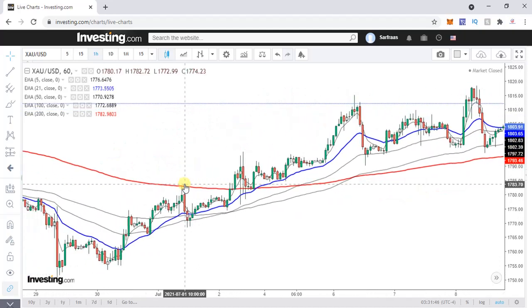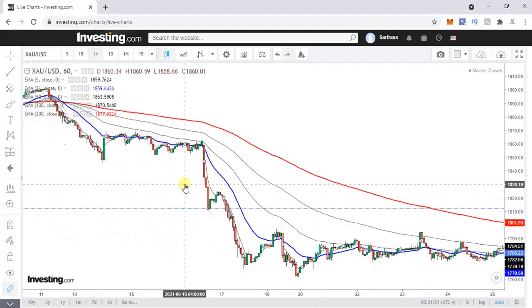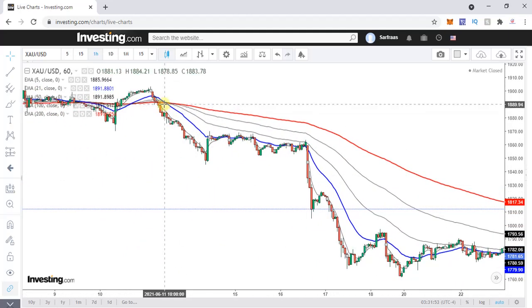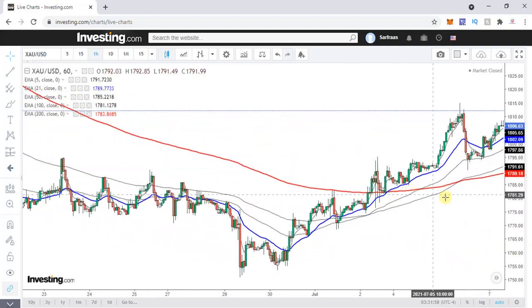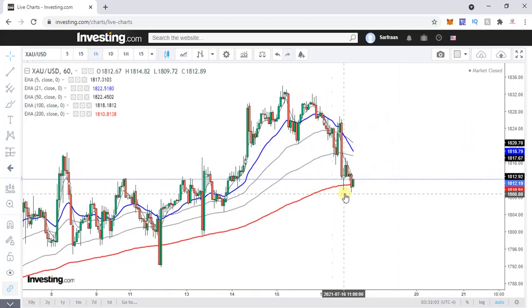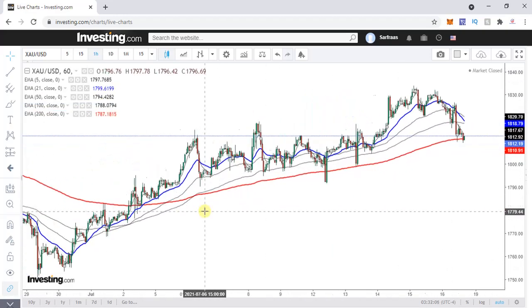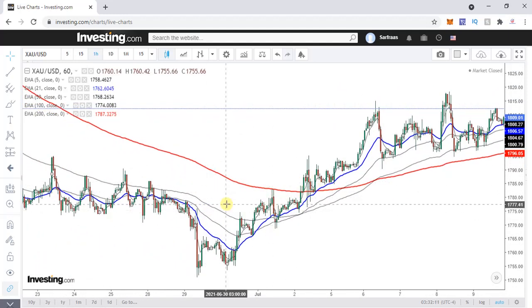Now the crossover, what I was talking about and which I will be covering in a separate video: over here you can see the red and blue crossing each other, and the blue and the red crossing over here, and again the red and the blue about to cross over here. So you can also trade on the crossovers of the moving averages. How to trade on crossovers is something I'm going to cover in the next video, because I'm sure by now we have already covered 20 to 25 minutes.